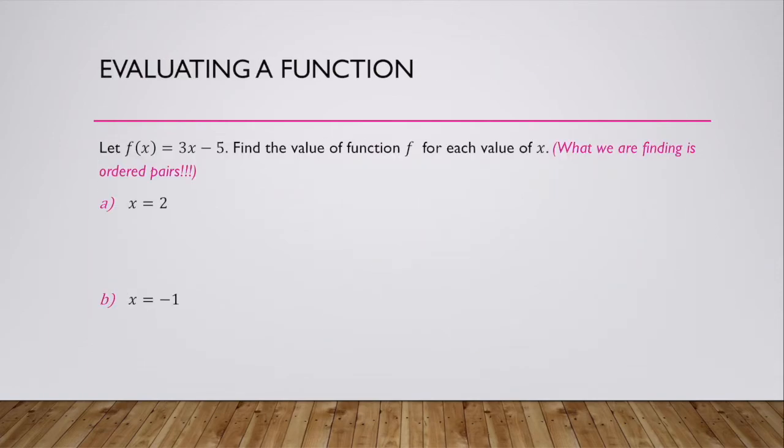So how could I evaluate a function? Let's let f of x equal 3x minus 5. We want to find the value of function f for each value of x. So what we're finding is the ordered pairs. So what is f of x? Well, f of x is 3x minus 5. My x is 2. So f of 2 is 3 times 2 minus 5. So f of 2 is 6 minus 5, which is 1.